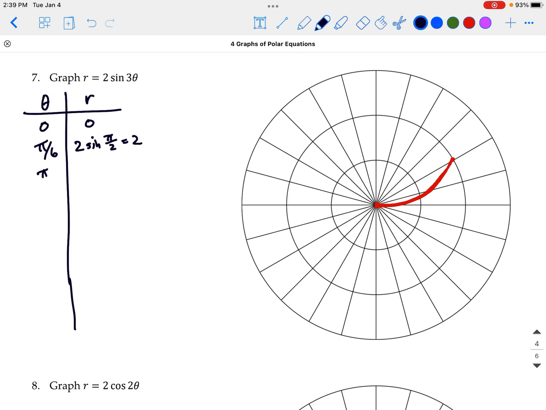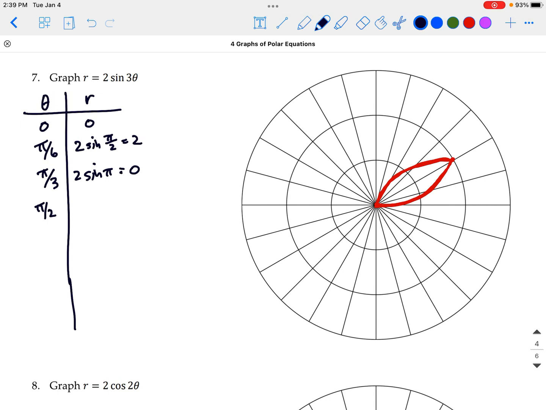Maybe we'll look at pi over 3. That might be interesting because that'll give us 2 sine of pi. But sine of pi is just 0. So that means by the time we reach 60 degrees, we're back to 0. Okay, so this is definitely not a circle, definitely not a limaçon or cardioid. So we've got this first little shape here. And so let's keep going.